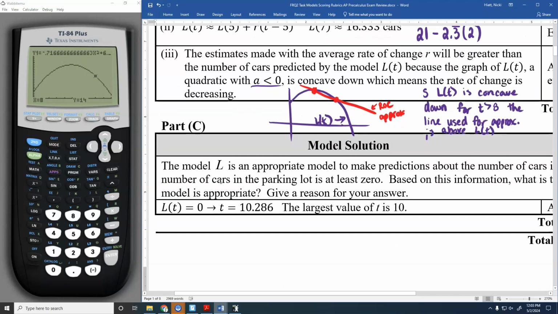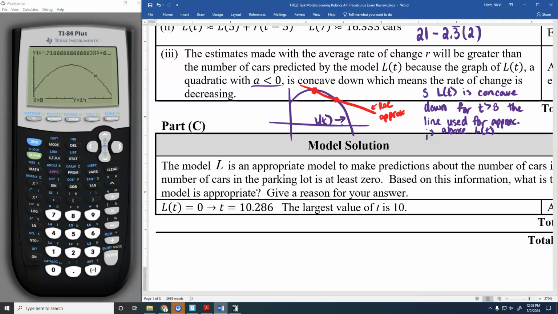For part C, I tried to think about this a little bit in second period. He gives 10.286 and then says the largest value of t is 10, and I don't like that, because nowhere in the question could I tell that it was telling you to round.